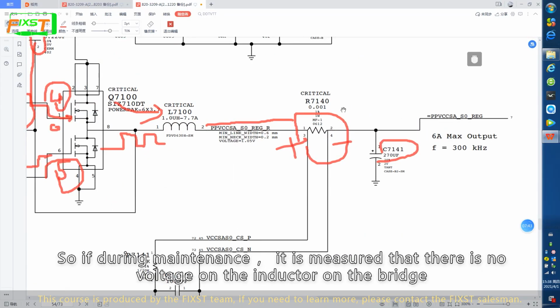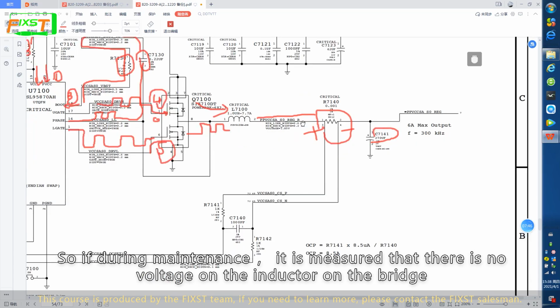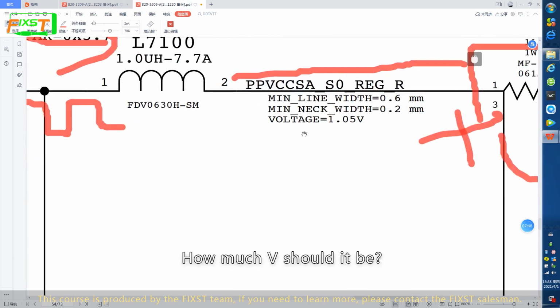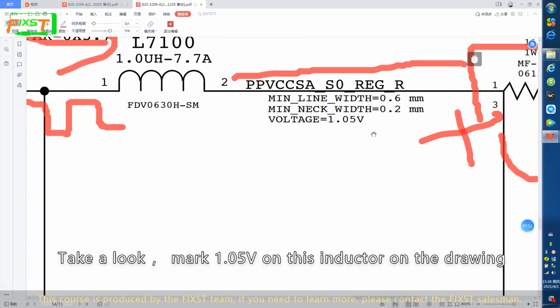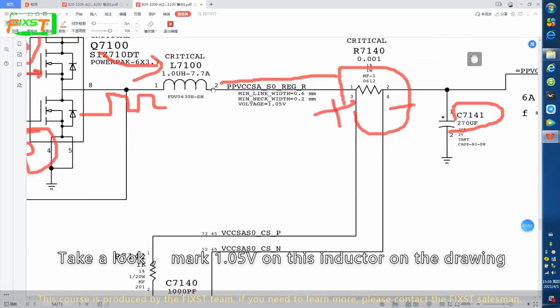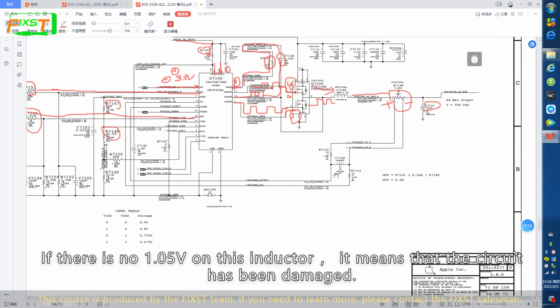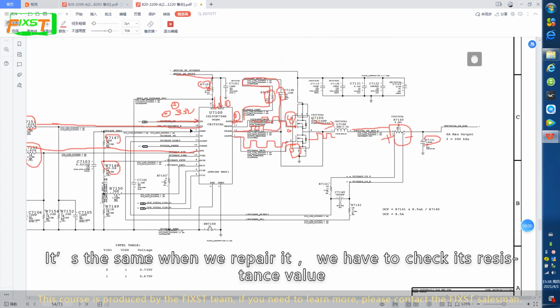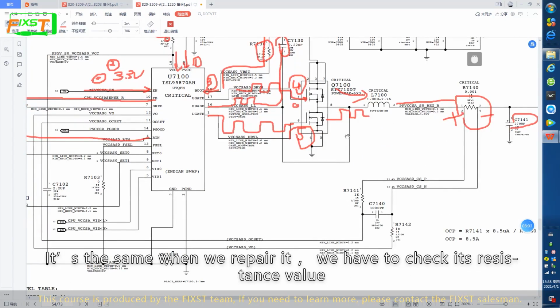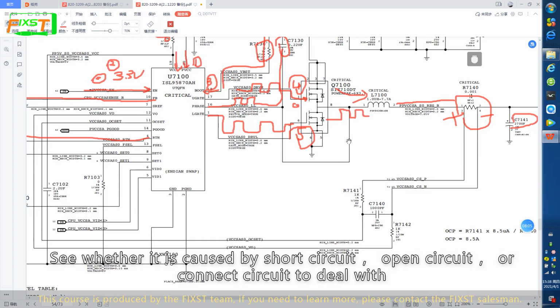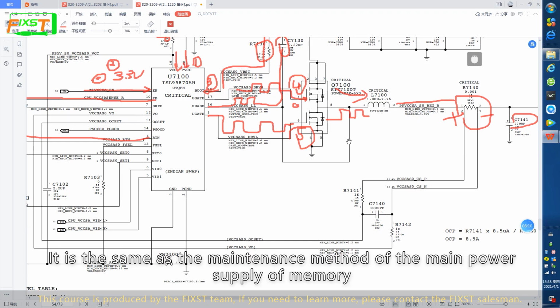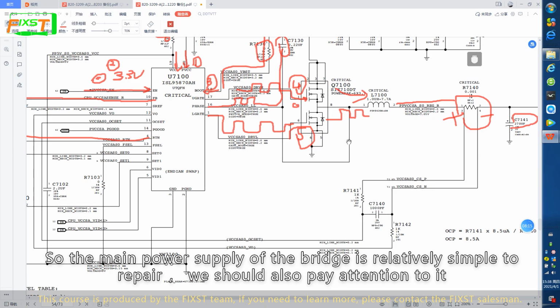So if during maintenance it is measured that there is no voltage on the inductor on the bridge, how many volts should it be? Take a look, 1.05 volt is marked on this inductor on the drawing. If there is no 1.05 volt on the inductor, it means that the circuit has been damaged. It's the same when we repair it, we have to check the resistance value, to see whether it is caused by a short circuit or open circuit. It is the same as the maintenance method of the main power supply of the memory. So the main power supply of the bridge is relatively simple to repair. We should also pay attention to it.